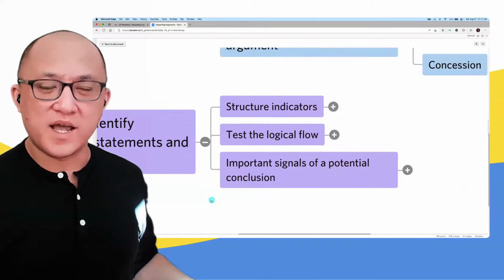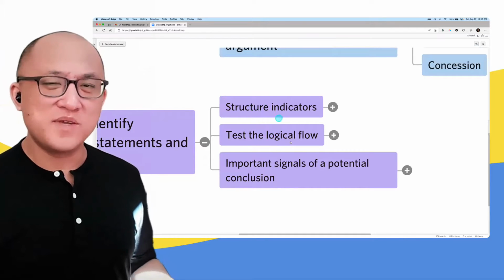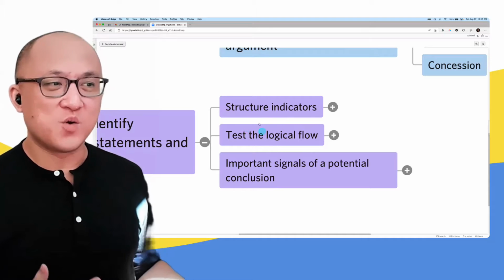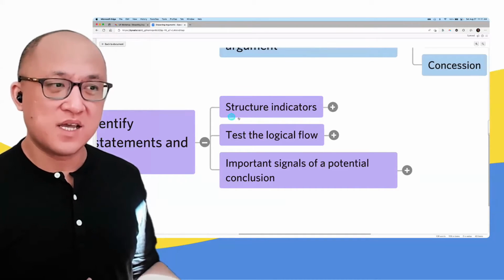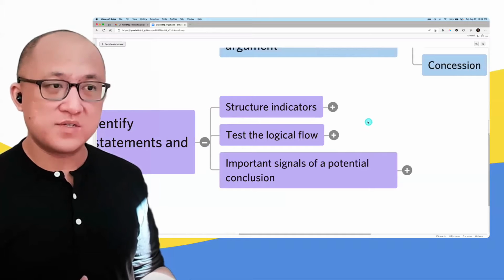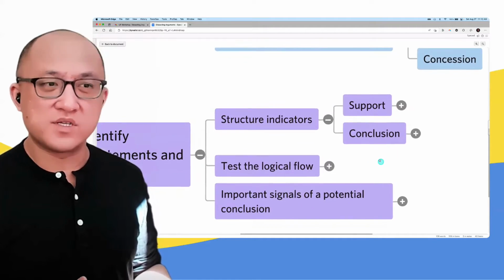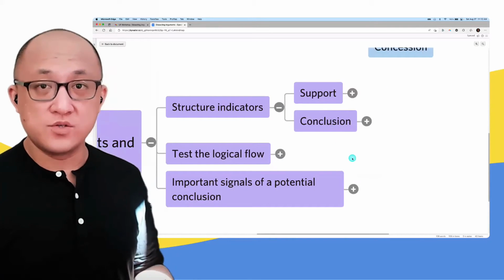So, when I have these categories up here, make sure you take a moment to think, what do I mean by the structure indicators, right? So the first way to identify what a premise or a conclusion is are certain indicator words. And you could think of them as falling into two categories: support indicators and conclusion indicators.